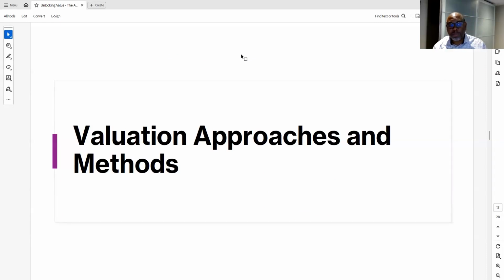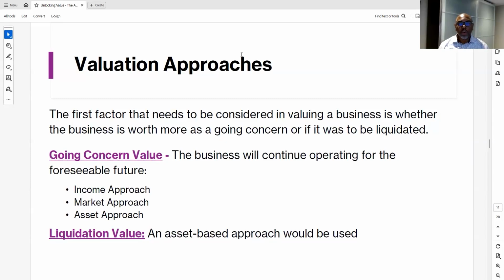So, valuation approaches and methods. Here's where we get back into the mechanics and theory of it. We really look at valuing a business either on a going concern value, meaning it's going to continue to operate for the foreseeable future, or a liquidation value. Our presentation is going to focus on the going concern, but a liquidation is more of an asset-based approach, where we'll reset everything to fair market value, because the balance sheet is typically recorded on a historic cost basis.